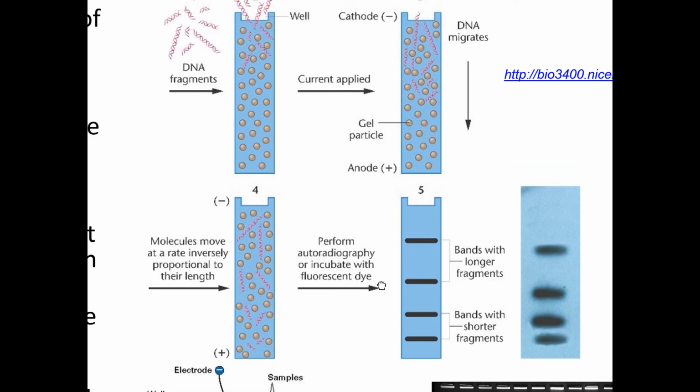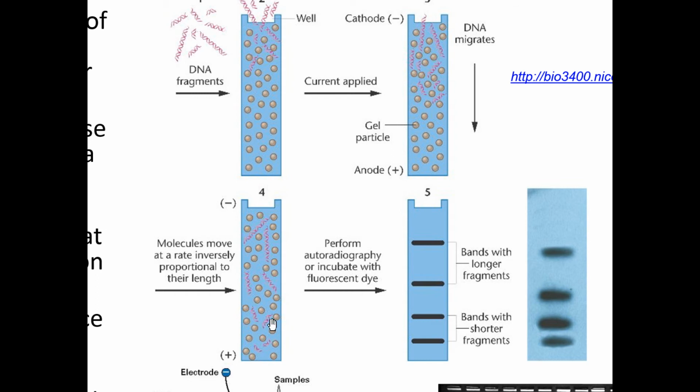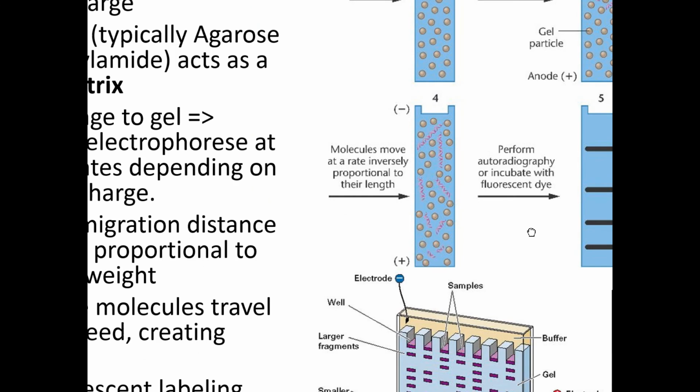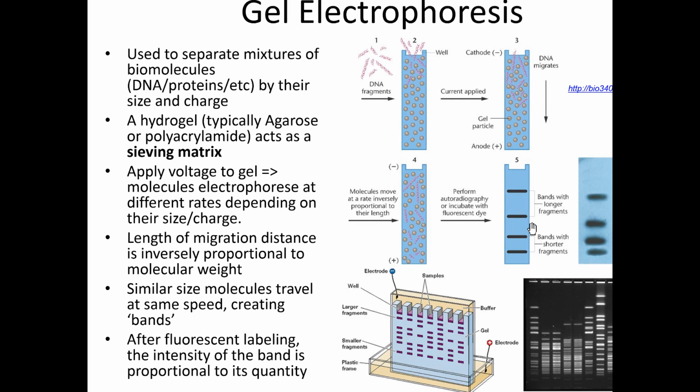So after some time, what will happen is that the small molecules will have moved through the gel faster than the larger molecules. The similar sized molecules travel through the gel at similar speeds. They end up creating these things called bands.